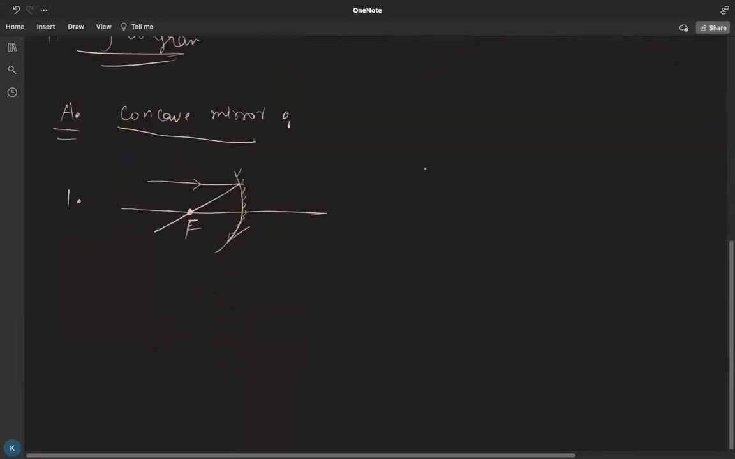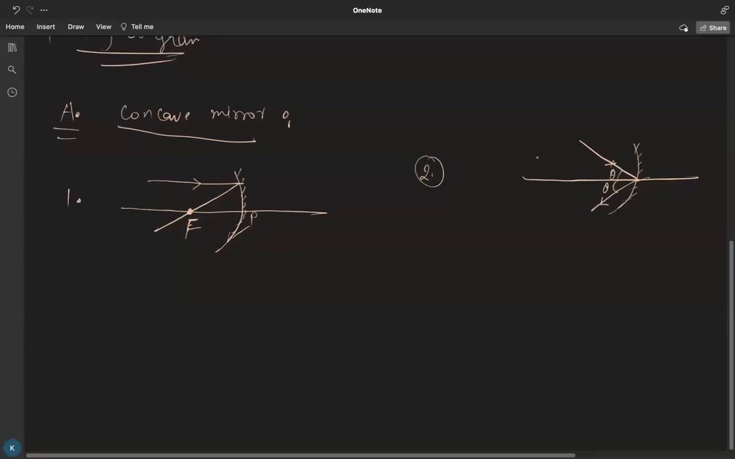Second, let me draw it here. Suppose this is a concave mirror and this is the pole. This is our principal axis. Whenever a ray of light is incident on the pole, after reflection it makes the same angle θ, so it is reflected through the angle θ, right?